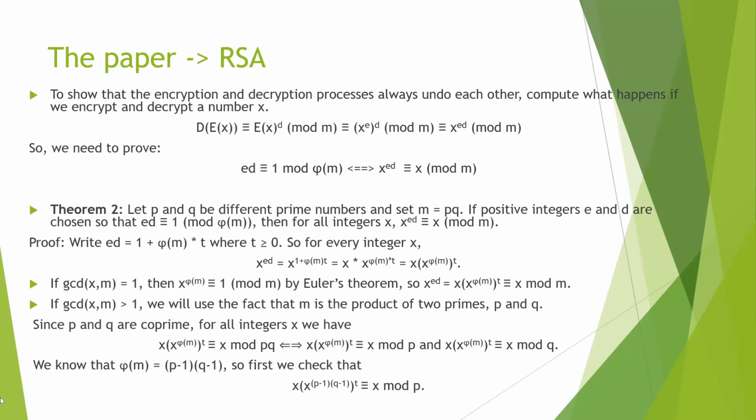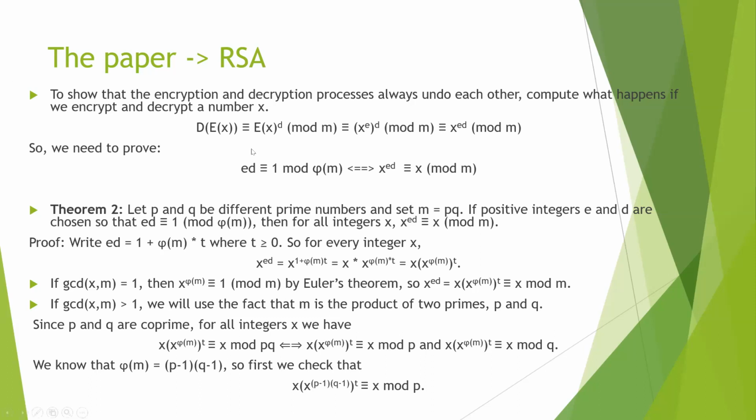For RSA again, but this time we need to show that the encryption and decryption processes undo each other. If they don't undo each other, we might get a wrong message. That's a problem for the receiver. So let's just find out.